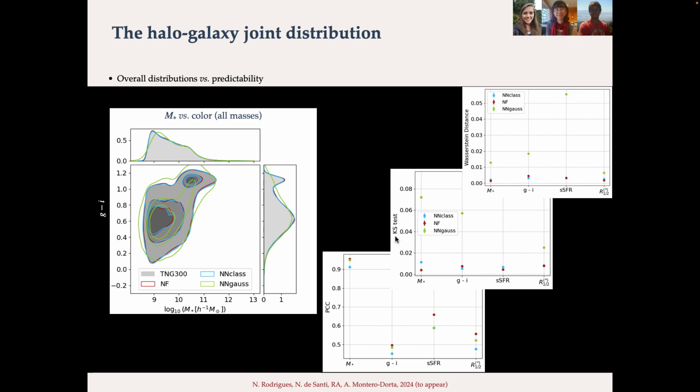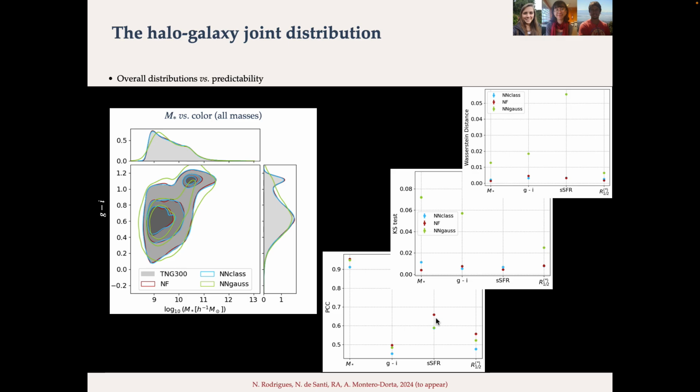For the KS test, again, you see that normalizing flows is typically the best method, and the Gaussian approximation is worse. However, for the Pearson correlation coefficient, where the closer you are to 1, the better it is, you can see that normalizing flows is significantly better, especially for star formation rate, which is critical for predicting galaxy properties, for dividing tracers, and so on.